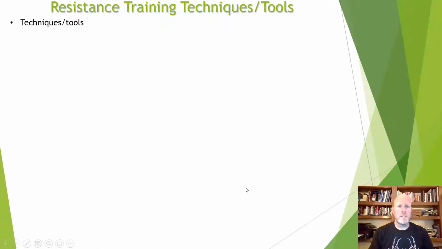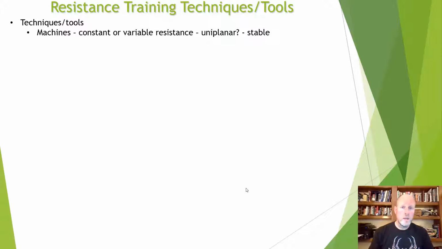And then final slide here, talking about some techniques and tools. Machines, constant or variable resistance. That's good from the standpoint of if you can match up that strength curve and the resistance profile as you move through a range, any given exercise. In some cases it doesn't match up well.